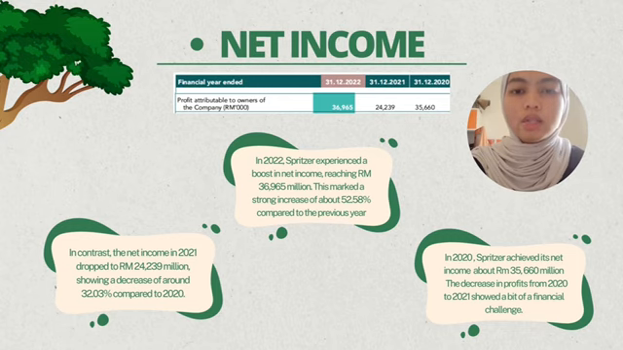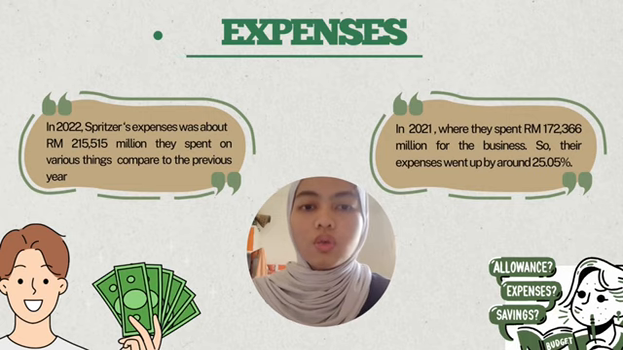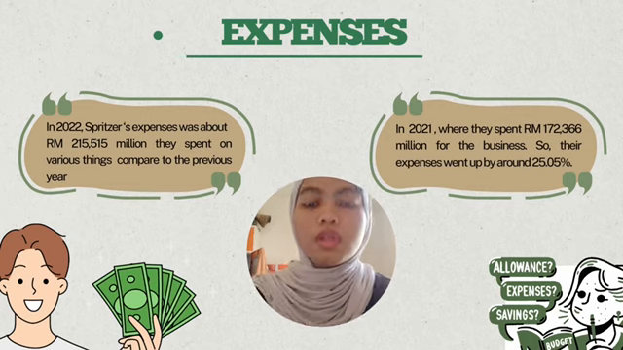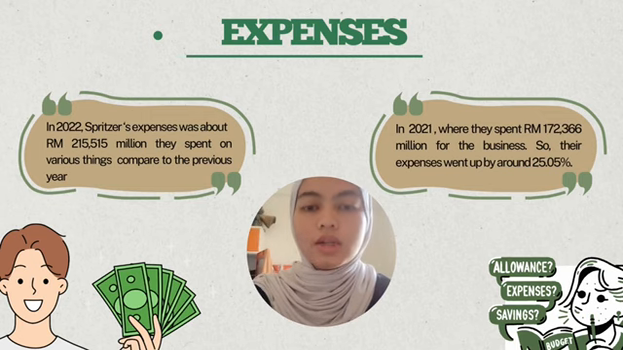Their net income surged by 52.58% from 24,239 million to 36,965 million in 2022. Lastly, for the expenses, Spritzer annual report shows a 25.05% increase in 2021 compared to the previous year, indicating higher spending on business operation and other activities.